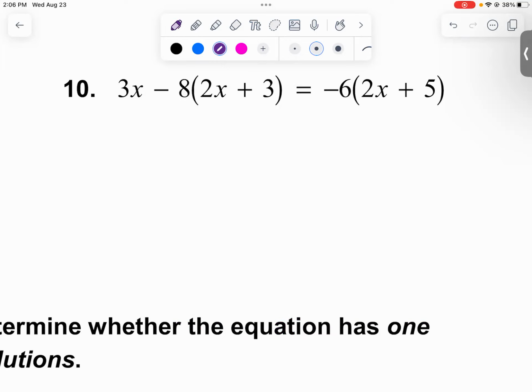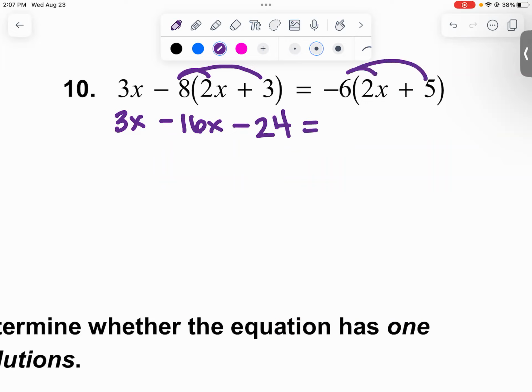When you distribute, you have 3x minus 24x. Oh, that's not it. Minus 16x. I'm so excited because this is minus 24. Please make sure you are distributing the negative with the 8 to both terms. And then over here, we have negative 12x minus 30.